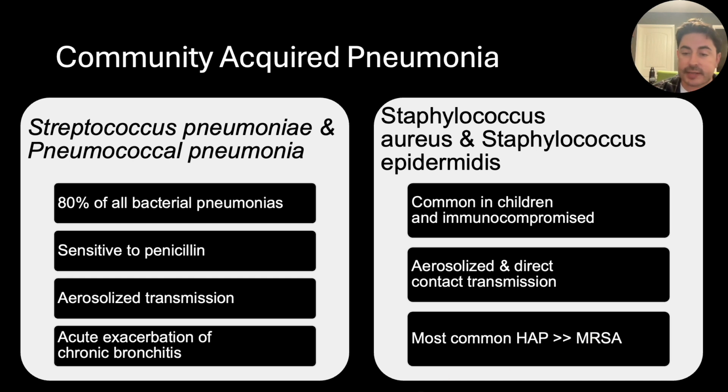MRSA is methicillin-resistant Staph aureus. It's a type of penicillin that this Staphylococcus aureus is resistant to, so we've got to find other antibiotics for these patients.